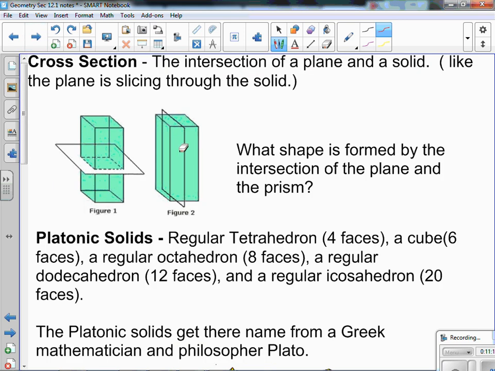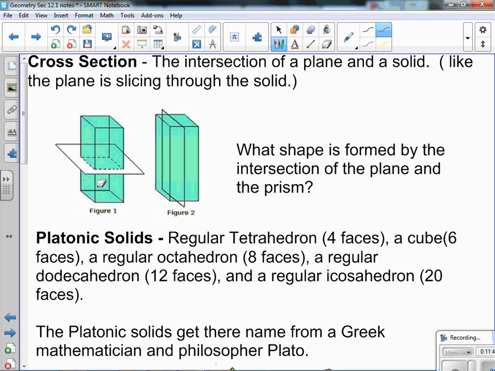All right, so then the next thing talks about cross sections, which is basically the intersection of a plane and a solid. And what we see when we look at cross sections looks kind of like a piece of paper slicing through a solid object. Right? And so depending on at what angle that plane cuts through, we can get different shapes of cross sections.